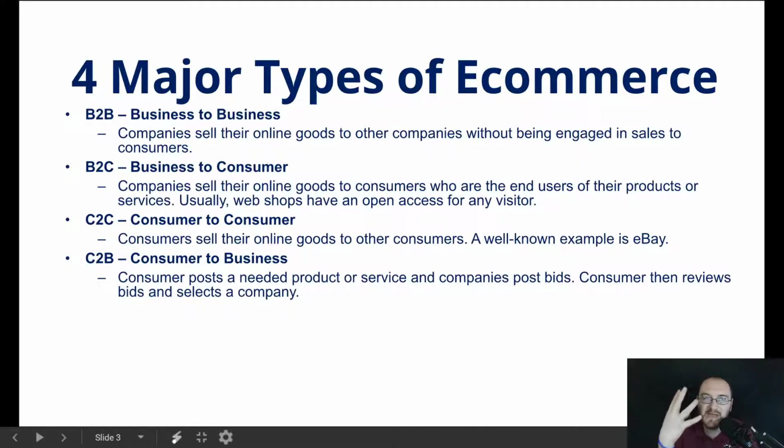So there are four major types of e-commerce, and these are four major types of commerce in general, but they apply to e-commerce as well. So you have business to business. Business to business is when companies sell their goods online to other companies without engaging in sales to customers, right? So if I'm a business and I sell my goods to another business, that's business to business.